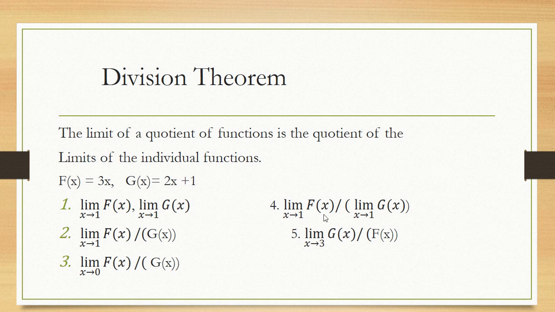Number 4, limit of f of x as x goes to 1 is 3. Limit of g of x as x goes to 1 is also 3. 2 times 1 plus 1 is 3. Of course, the limit is 3 over 3, that is equal to 1. Limit of g of x as x goes to 3 is 9. Limit of f of x as x goes to 3 is 6 plus 1, that is 7. So the limit of g of x over f of x is 9 over 7.